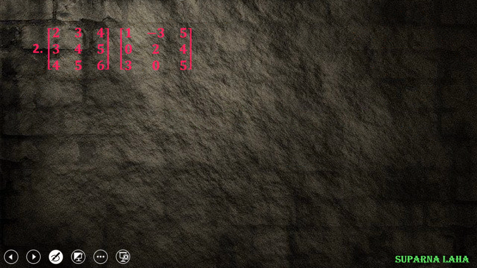Here the first matrix is a 3 by 3 matrix, and the second one is also 3 by 3. So, this 3 and 3 are equal, which means multiplication is possible, and after multiplication the order of the matrix is 3 by 3. Okay. Now, let us multiply.